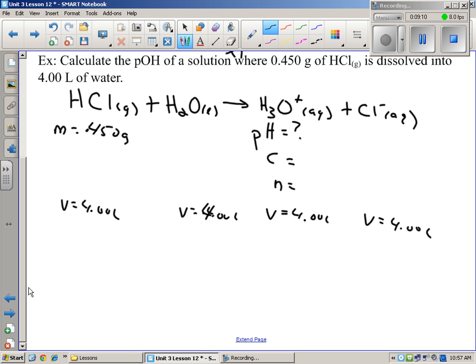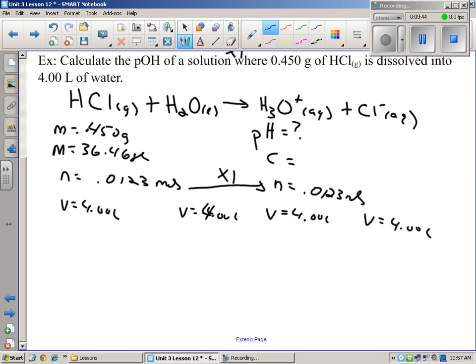How am I going to find C and n? Well, I need to find n. Let's see. Molar mass, 36.46 grams per mole. And n. Okay. So 0.450 divided by 36.46. We get 0.0123. Happens to be a 1-to-1. Okay. And the acids that we do will be monoprotic or 1-to-1, so we don't have to worry about that. So 0.0123.